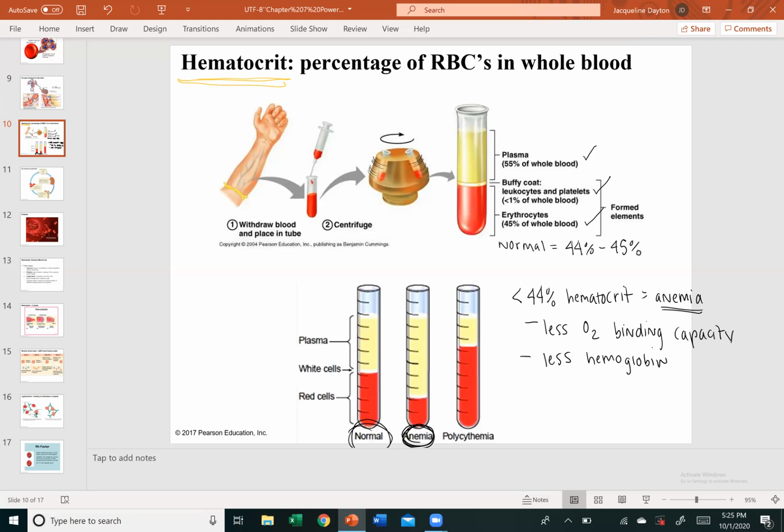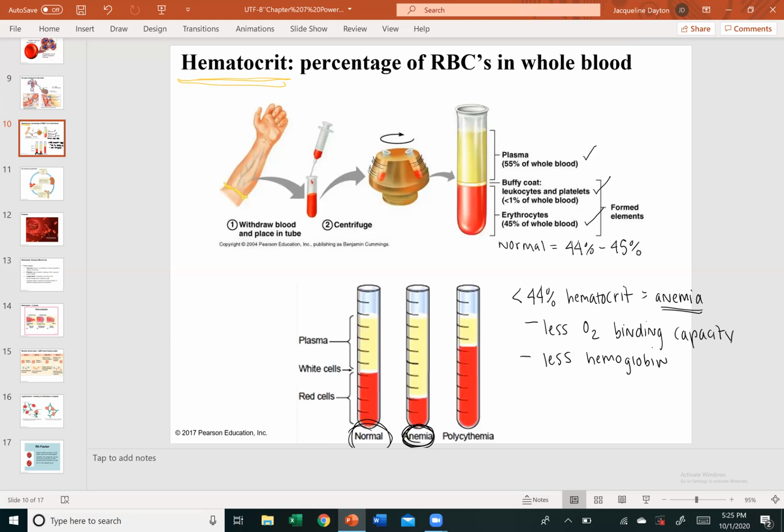So if you aren't getting enough iron in your diet, or your body's incapable of taking the iron from your diet and integrating it into the production of hemoglobin, right? You're going to basically make a red blood cell that isn't able to bind oxygen, and the creation of red blood cells starts to drop. So that would be an example of how anemia can develop through iron deficiency.